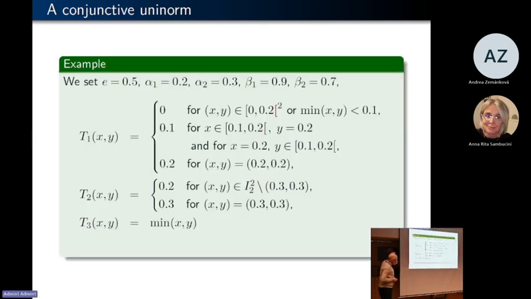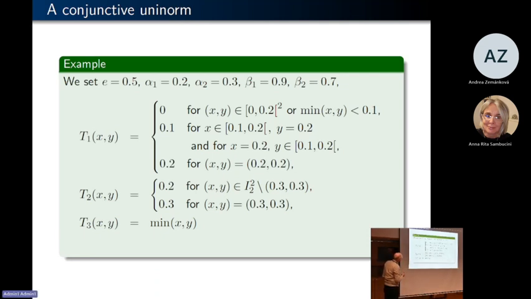And now one example of how it may look like. So we have a neutral element 1/2, alpha 1 is 0.2, alpha 2 is 0.3. So these are the idempotent elements within this interval 0, 1/2. And in this interval 1/2, 1, we have idempotent elements 0.9 and 0.7.